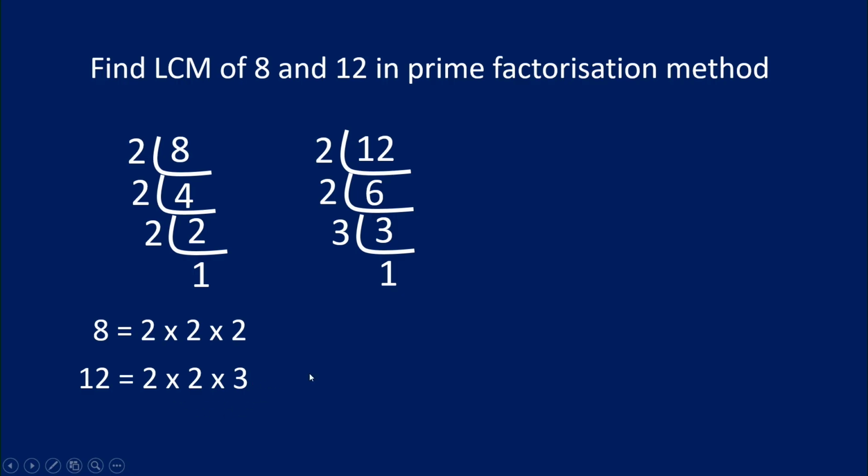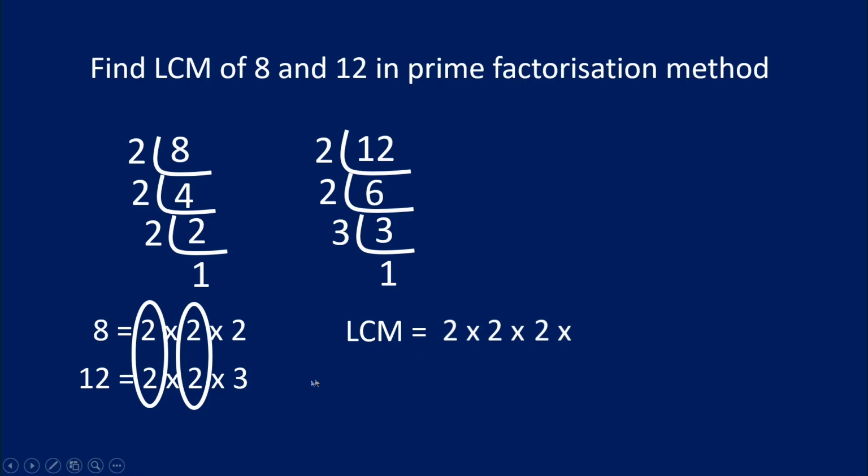Now we need to write the LCM. To write the LCM, we take the common prime number from these two. Here it is appearing once, so we write the 2 once, and instead of 2 times 2 here, we should write 1 time in the part of the LCM, and the remaining numbers we should multiply here. So this 2 again and this 3. So this is the LCM of these two numbers in the prime factorization method.